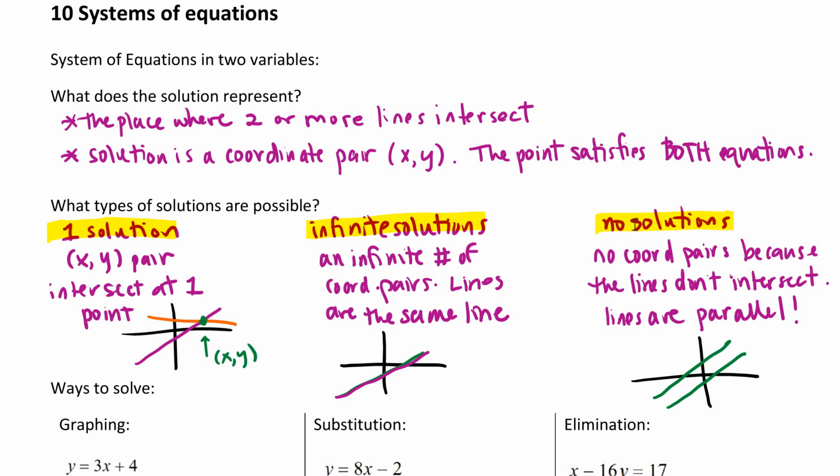And thirdly, you could have no solution. That's because the lines don't intersect. They are parallel. How can you tell if lines are parallel? Well, they have the same slope. If the lines have the same slope, then the lines are parallel. They will never intersect, and therefore there will be no solution or no coordinate pairs that they share.